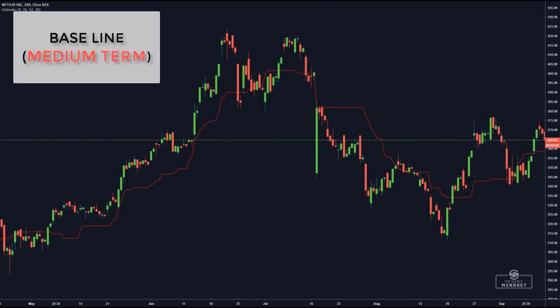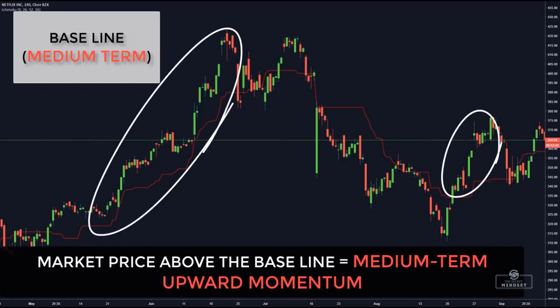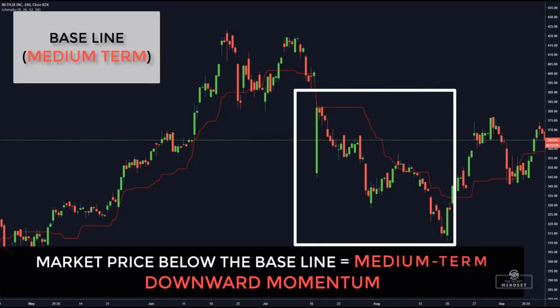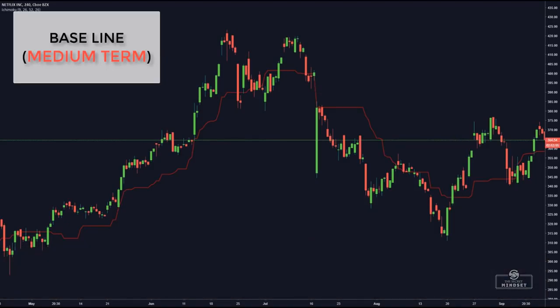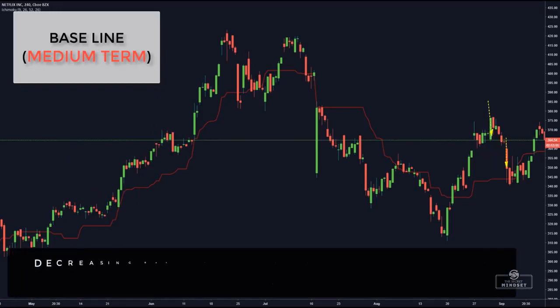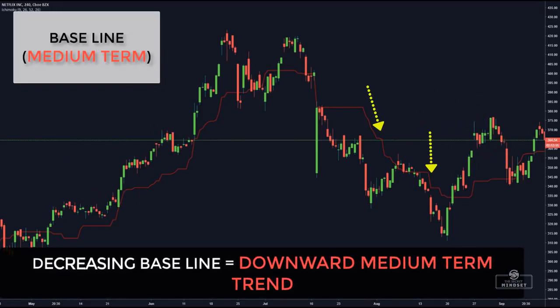Now, the baseline represents medium-term price movement. If the market price is above the baseline, this suggests a medium-term upward momentum. If the price is below the baseline, this suggests a medium-term downward momentum. An increasing baseline indicates an upward trend, and a decreasing baseline indicates a downward trend.